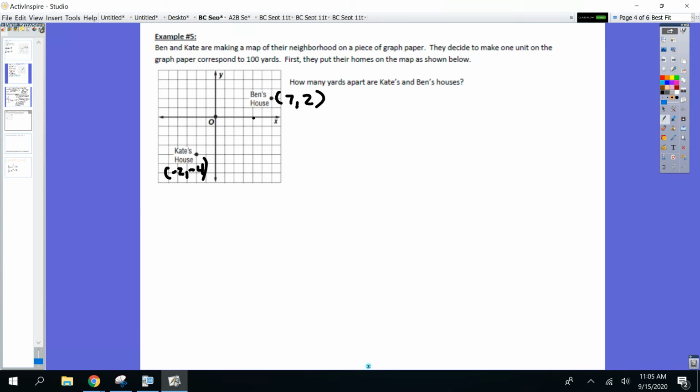What you could do right now is turn those into yards if you wanted to. Or we could find the distance between the two and convert it into yards at the end. That's a personal decision. Do you want to turn these coordinates, like 7, 2 would become 700, 200, because it's 100 yards apiece, or just find the distance between the two and convert it to yards at the end? That's up to you guys. So make that decision and go ahead. How many yards apart are they?